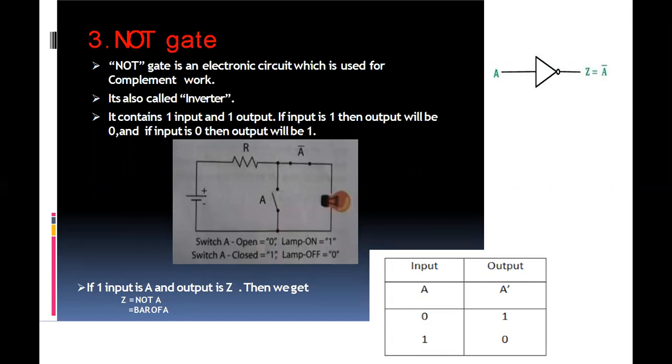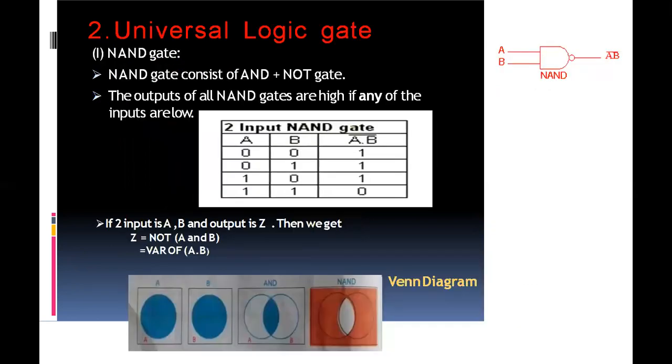And if the input is 1 then the output is 0, and if the input is 0 then the output is 1, and we use a bar or a prime for the NOT gate. And here the NAND gate is a universal gate. NAND gate is NOT AND gate, and for two inputs it's the opposite result of the AND gate.